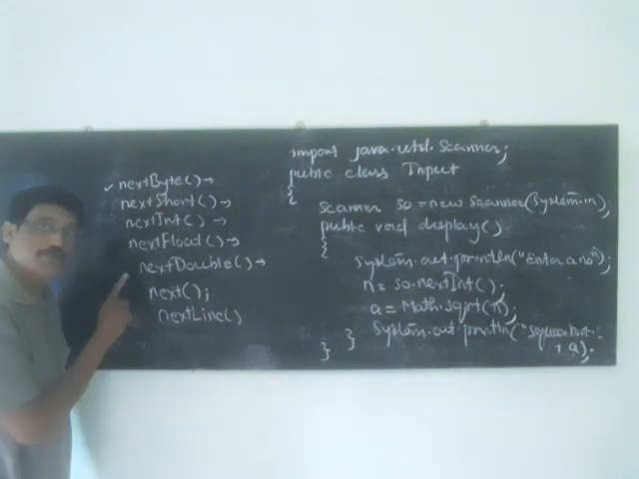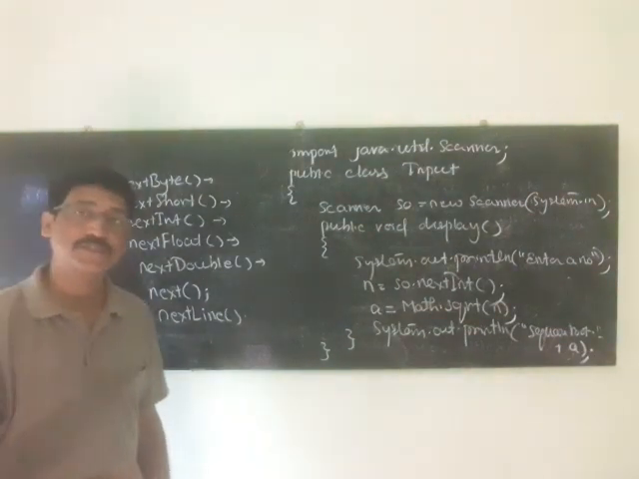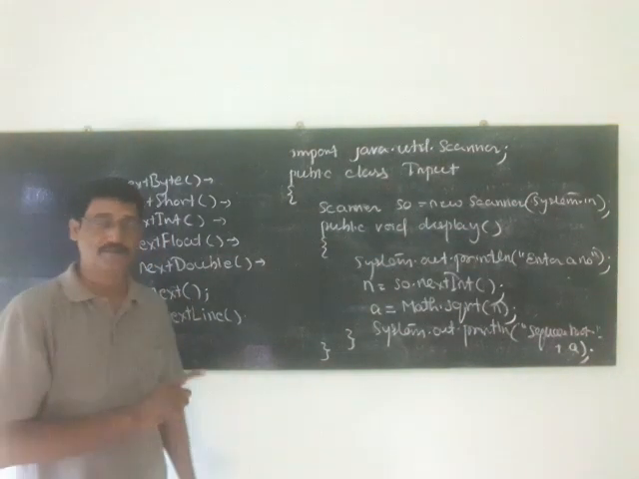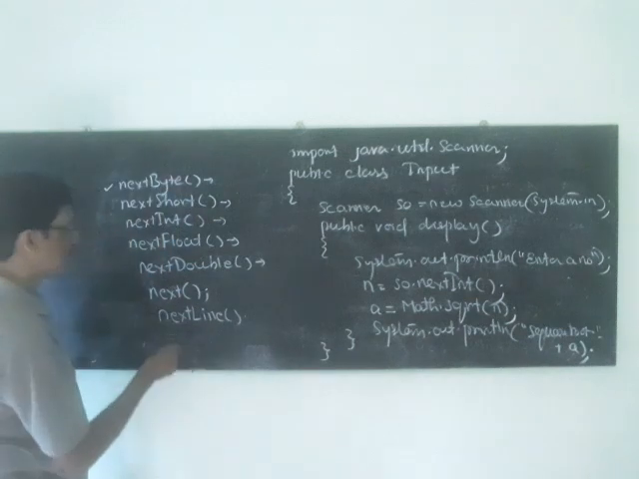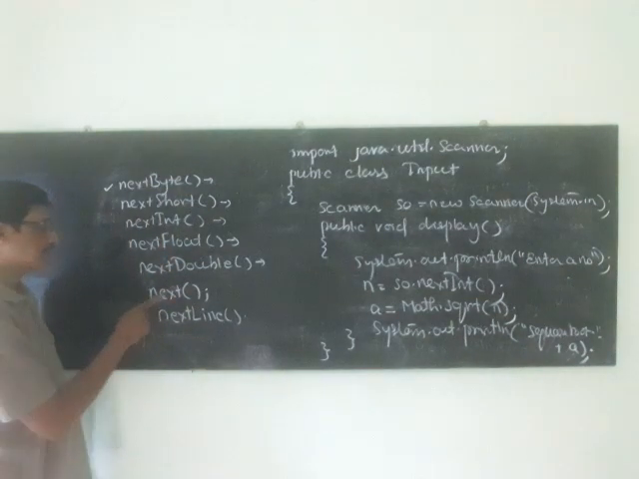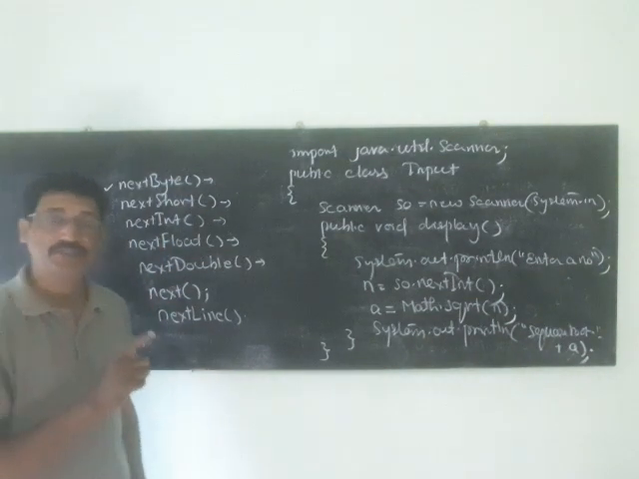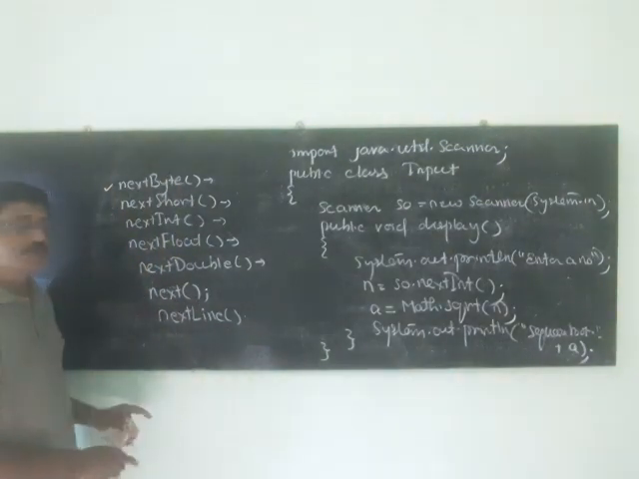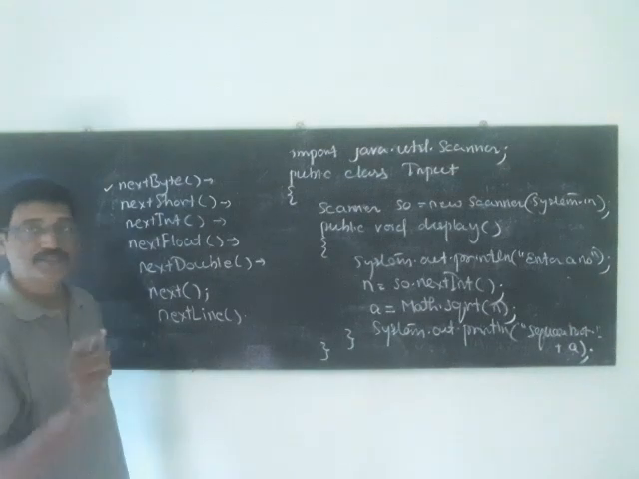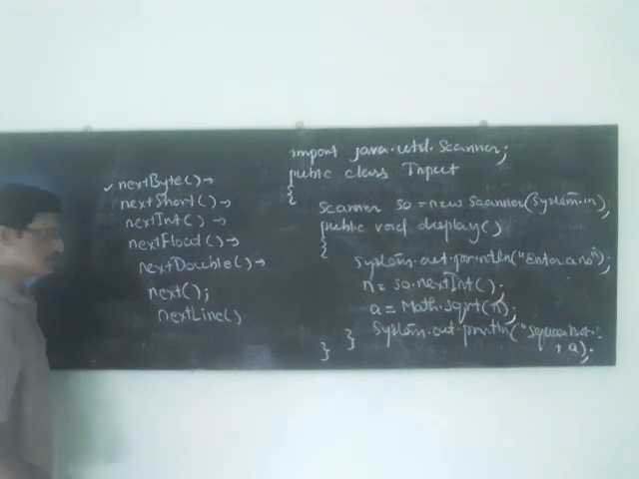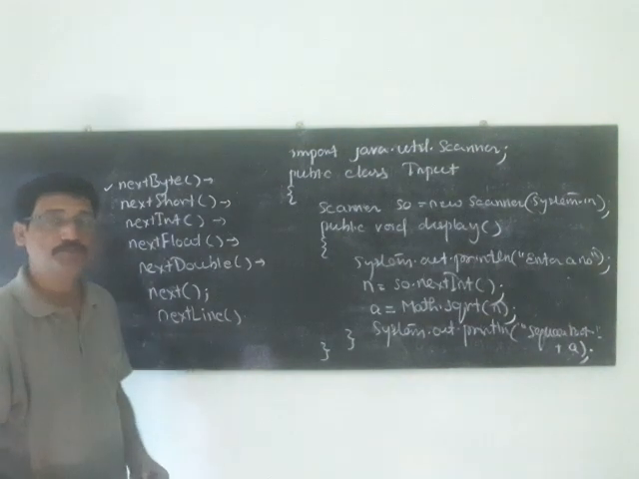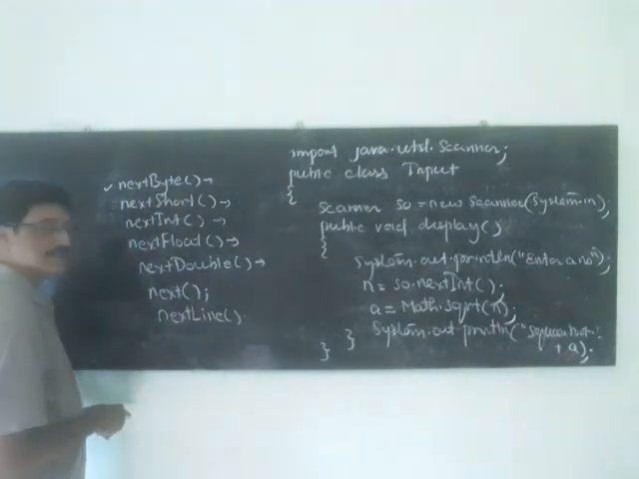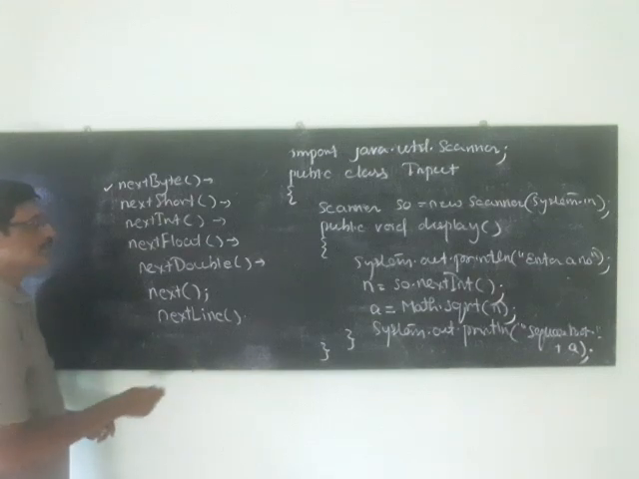The next function is used to input a string which may consist of only one word. Mostly it is used to input a single character, and we will discuss how to input a single character. The next function is used to input a string which may consist of only one word. That means if there is no space character in the string, then you can use the next function. The nextLine function is used to input a string which may consist of more than one word. That means it allows the space character in the string.